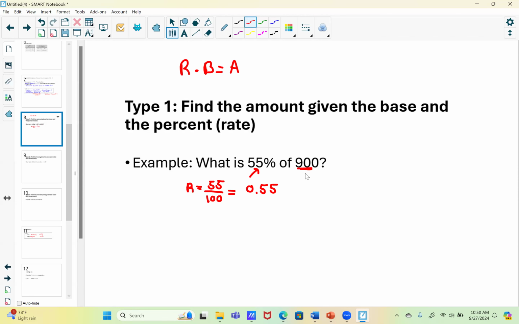If we follow the word of, that represents my base, and that's what we're finding the percent of. So my base is 900. We're finding the percent of 900, and I'm trying to find the amount. So A equals the rate times the base. You will need calculators for this section. We multiply 0.55 times 900 and we get 495. So 55% of 900 is 495. Pretty much anytime we're taking the percent of a number, we're multiplying those two together. So that is our first type.